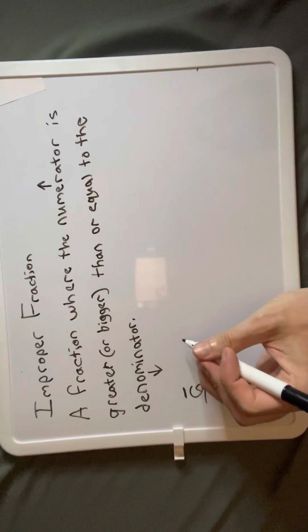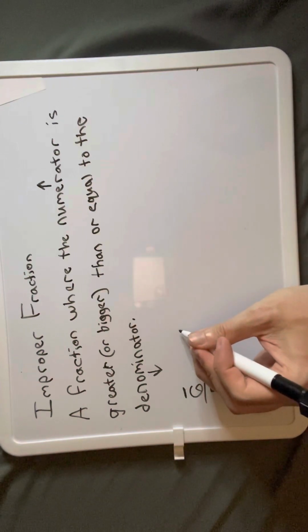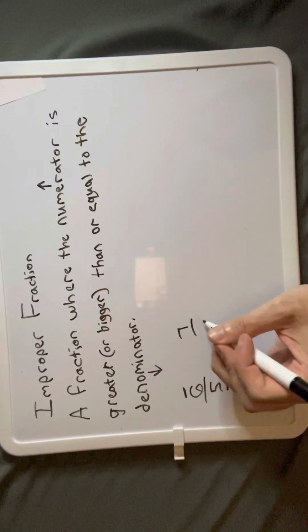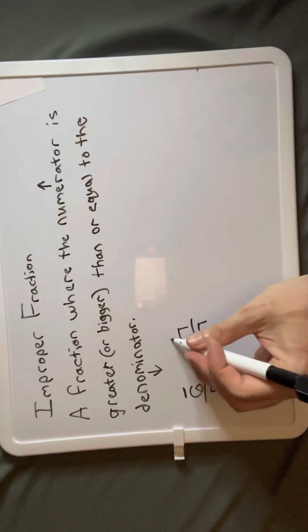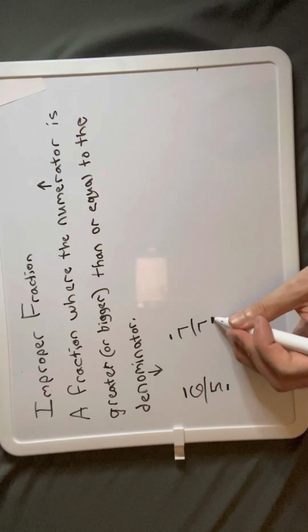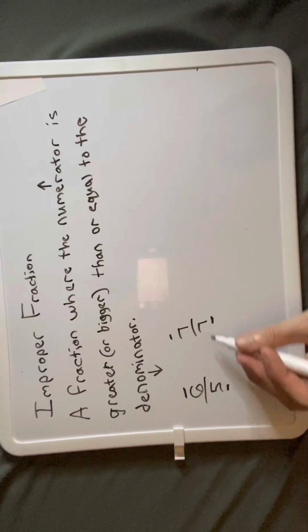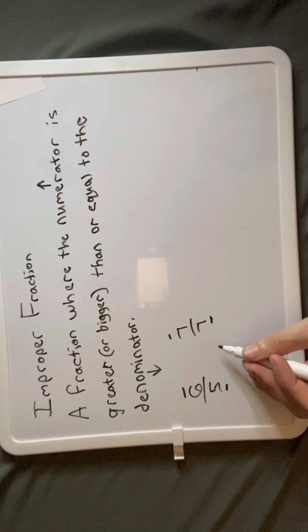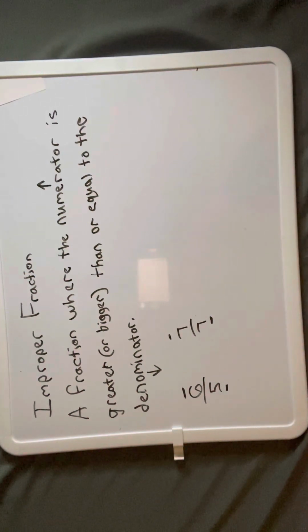Or it could look like this: 7/7, because the numerator is equal to the denominator. These are examples of improper fractions. Now, the reason that's important is because the test might ask us to identify an improper fraction, or it might ask us to make an improper fraction a mixed number or whole number.